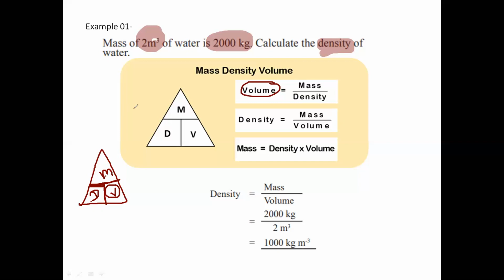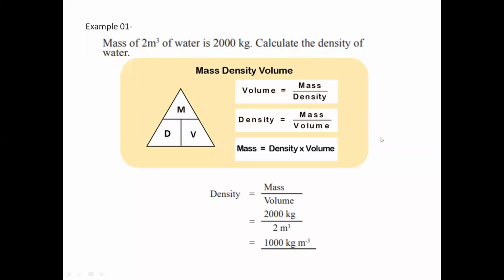Right? So what are they asking now? Density. They are asking for this from you. So you have to divide mass by volume. Do you know the mass? Yes, that's 2000 kilograms. And do you know the volume? Yes, that's 2 cubic meters. So when I divide, you get 1000 kilograms per cubic meter. The cubic meters come up as the denominator.